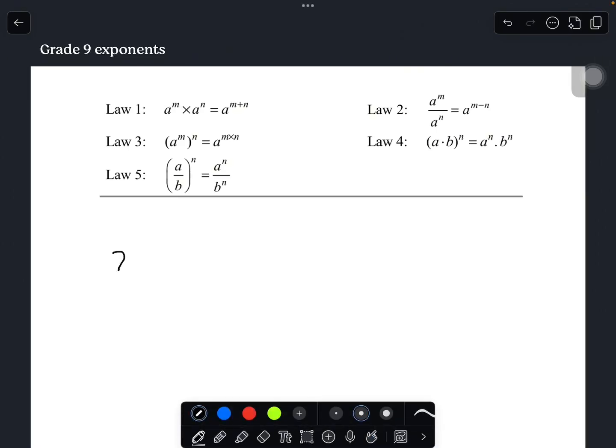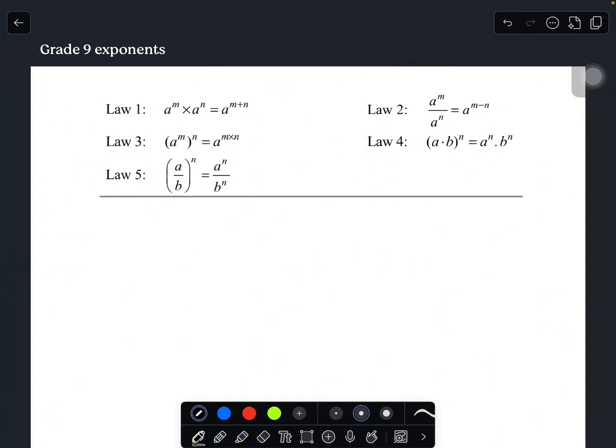How does that look? If I have x to the power 3 times x to the power 2, that would now give me x to the power 5. But that also means x to the power 5 can be written as x to the power 3 times x to the power 2. Now in your second law, when you divide like bases, you can subtract the exponents.